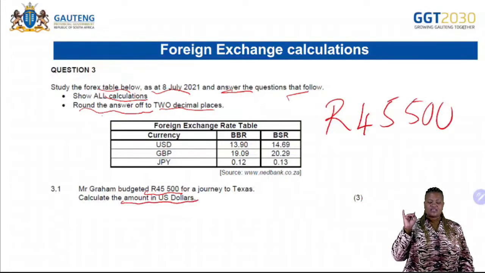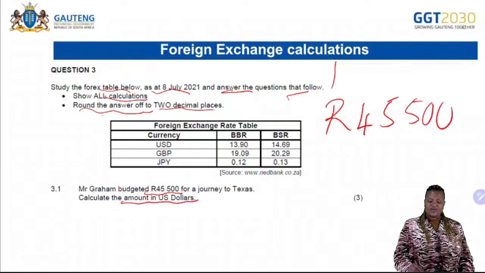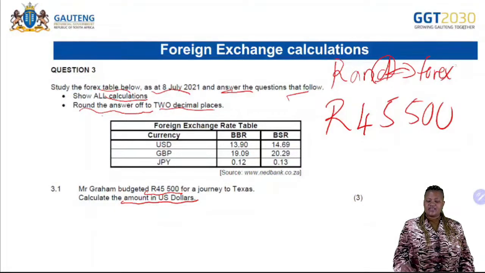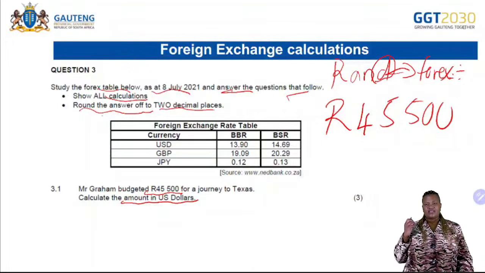First I must ask myself, is it a rand to Forex question or Forex to rand? So if I'm using my simple formula, I can see it's a rand to Forex question. I circle my D. My D is telling me to divide. And then remember what I said, you need to visualize what is happening. Mr. Graham has South African rands and he wants a foreign currency.